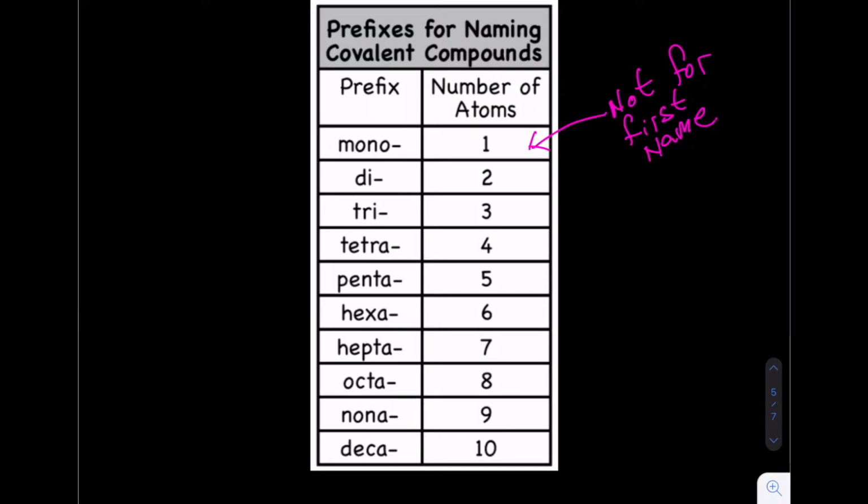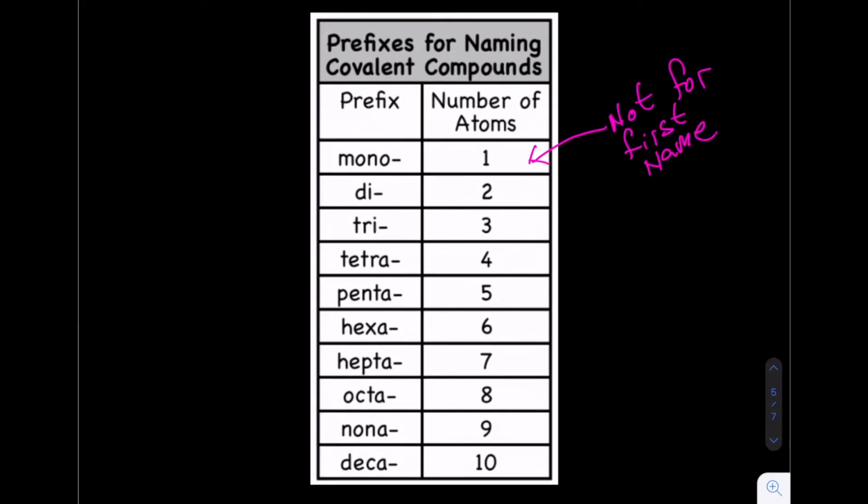If we have two of the same type of atom, we use di. If we have three, we use tri. If we have four, we use tetra. I'm not going to keep reading those out. By the way, you can find this prefix for naming covalent compounds on your polyatomic ion chart.